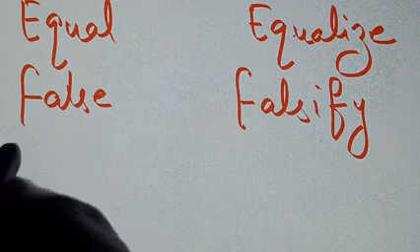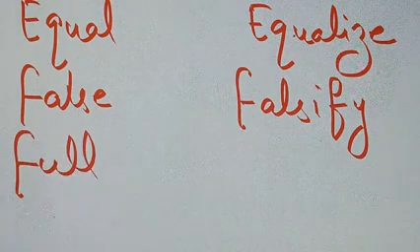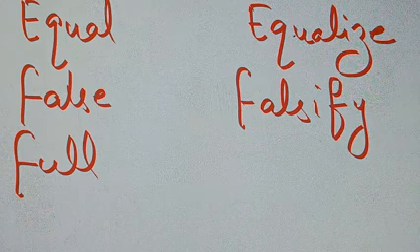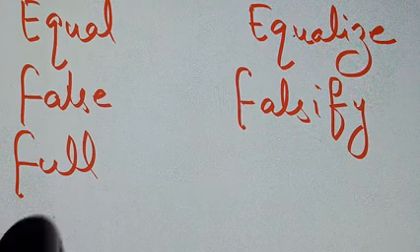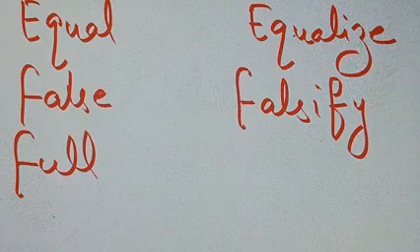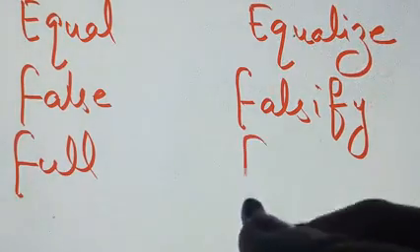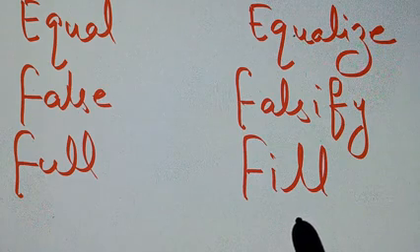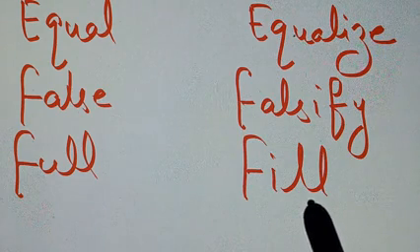Likewise, the next word we have is full. I have a pot full of water. Here I am describing the pot, so that's why it's an adjective. But if I have to use it as a verb, I will use fill. I want to fill my pot with water. So here I am using this as a verb.